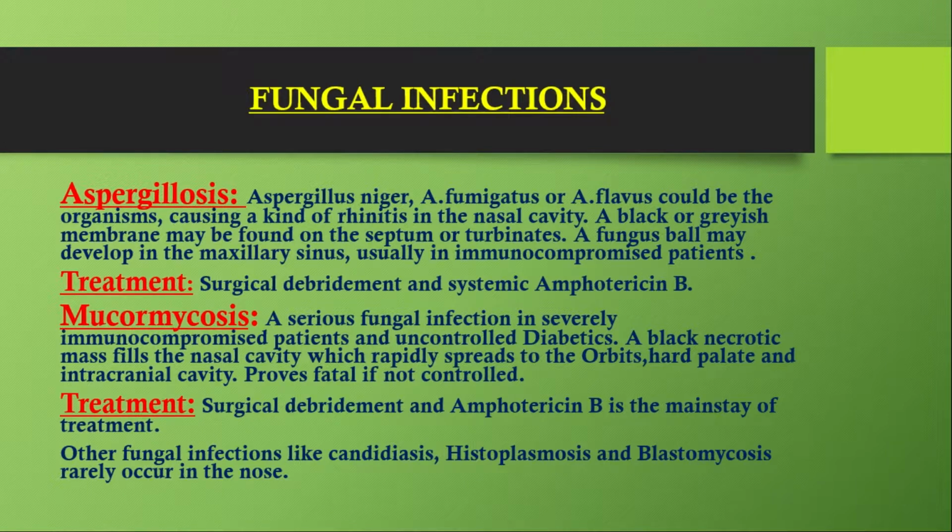amphotericin B. Talking about mucormycosis, which is a serious fungal infection in severely immunocompromised patients and uncontrolled diabetics, a black necrotic mass fills the nasal cavity, which rapidly spreads to the orbits, hard palate, and intracranial cavity. It proves fatal if not controlled. Treatment of it, surgical debridement and amphotericin B, is the mainstay of treatment. Other fungal infections like candidiasis, histoplasmosis, and blastomycosis rarely occur in the nose.